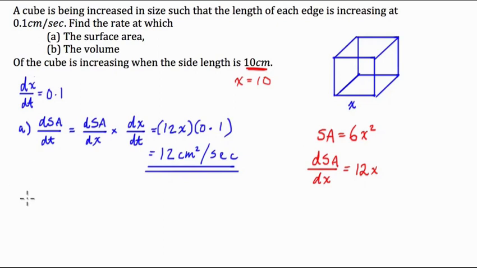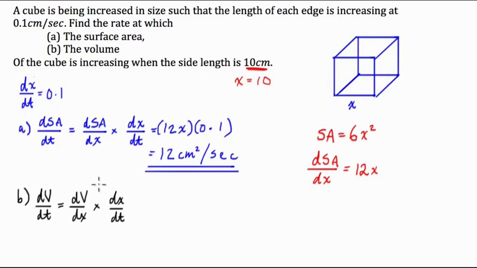I'll change colour. Now, question B is going to be very, very similar to question A, where we are looking for the rate at which the volume is increasing. So we're looking for dV dt. And like we did with surface area, we're going to take the derivative of volume with respect to the side length and then multiply it by the derivative of the side length with respect to time.